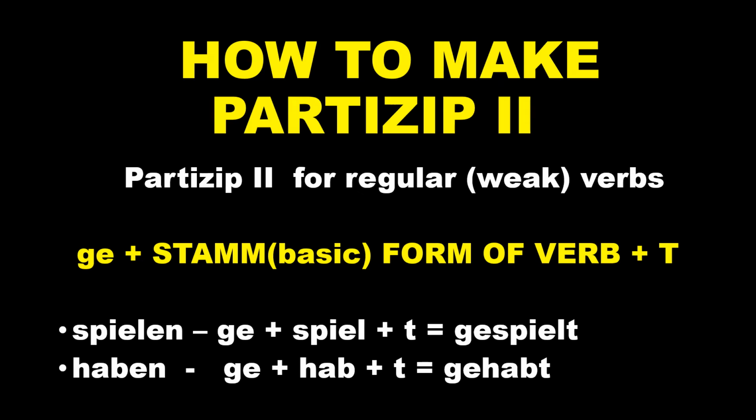Let's take one more example. Haben, a very familiar verb. Now again we have to take the Stamm form or basic form of the verb, that is hab. When we remove en, we'll get hab. So again, follow the same rule: ge plus hab plus t. So we'll get the Partizip II, gehabt. For the verb haben, we have the form gehabt. Just like that, let's go ahead.